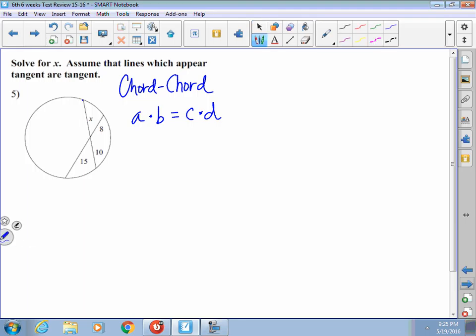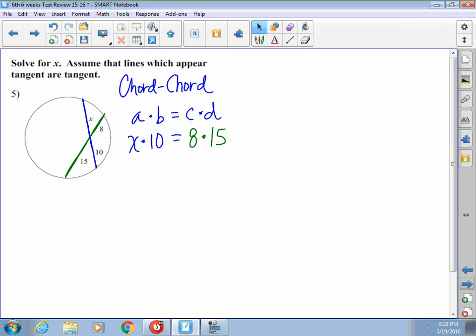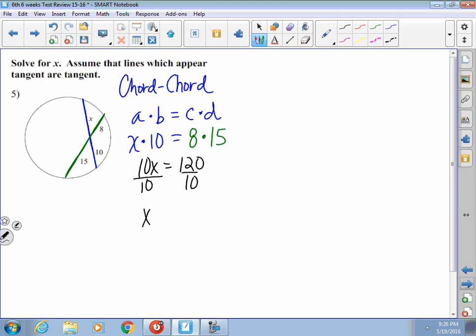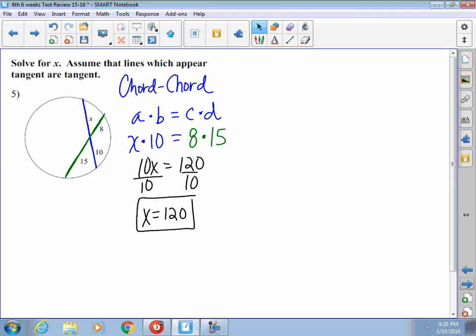Basically, I'm going to start with my chord that has the X. The parts for that chord are X and 10. So X times 10, that could be like the A times the B. X times 10 is going to equal the other chord and its parts. The parts for the remaining chord, the other chord, are 8 and 15. So I can simplify it. X times 10 is 10x, and 8 times 15 is 120. And then we're going to solve for x. Just divide by 10. So x is 12. Okay, so you're going to definitely see a chord. So that takes care of that page.